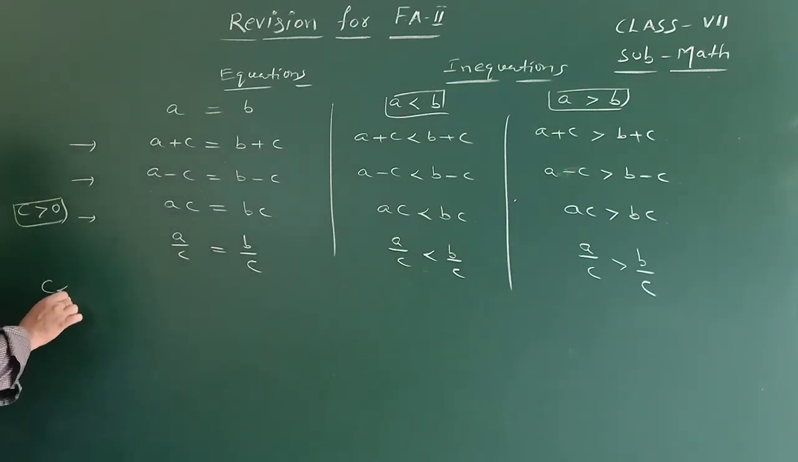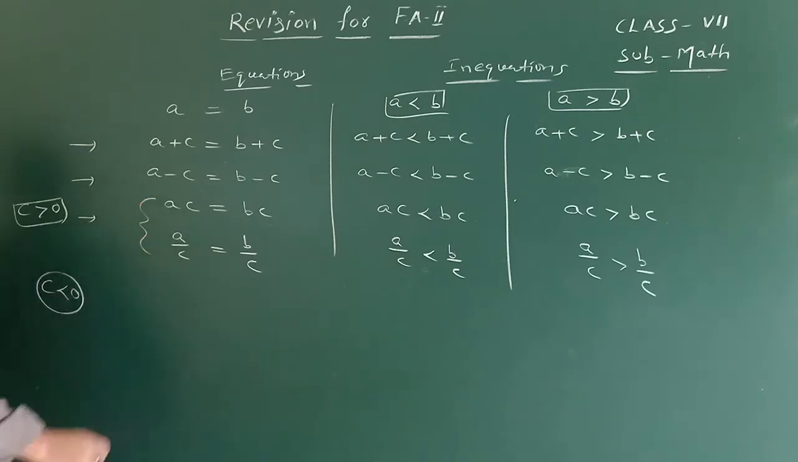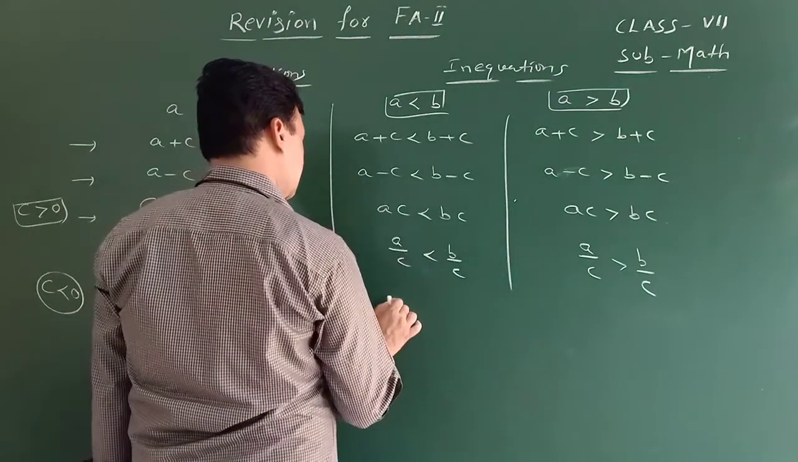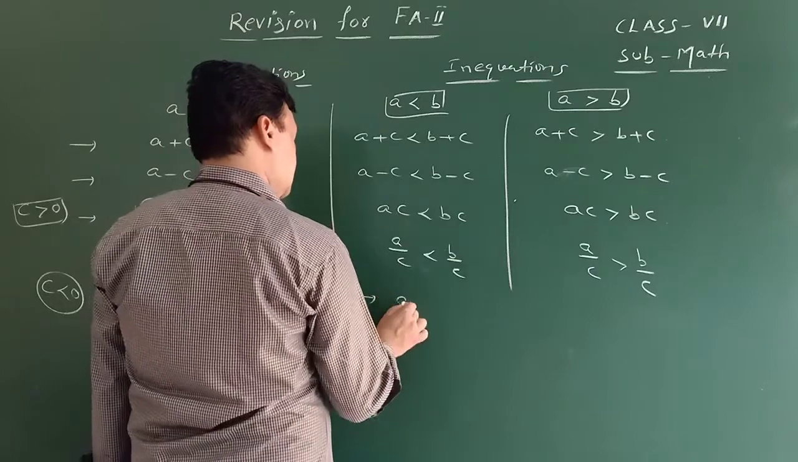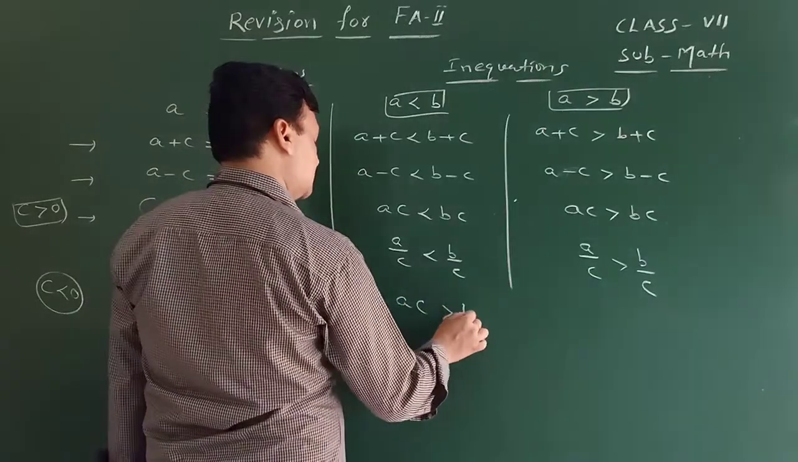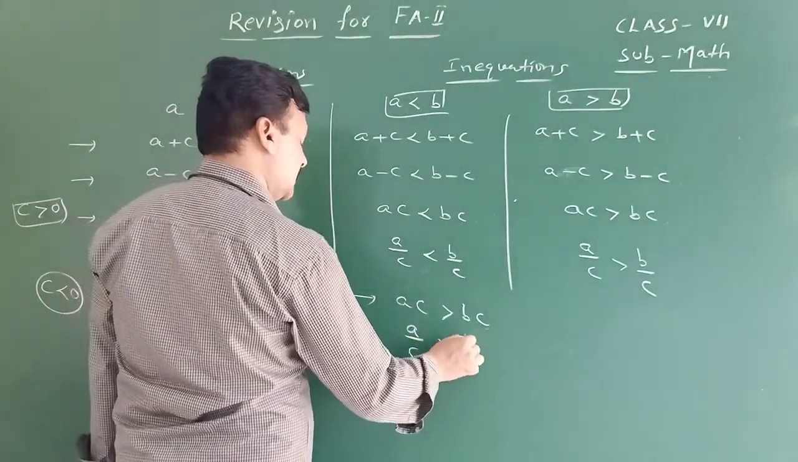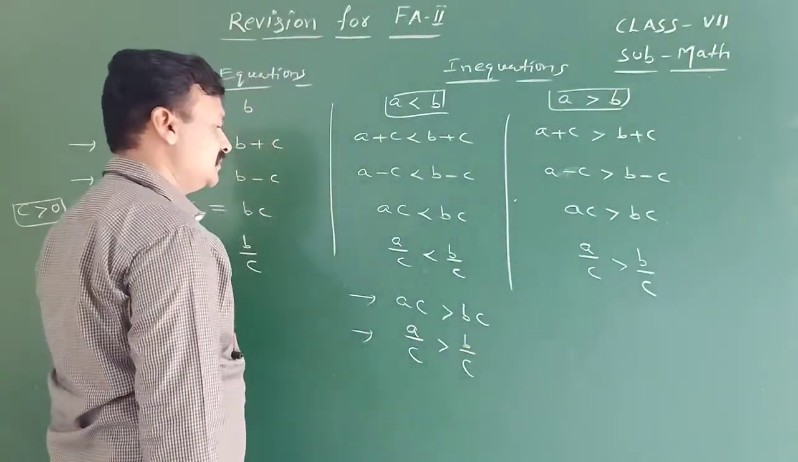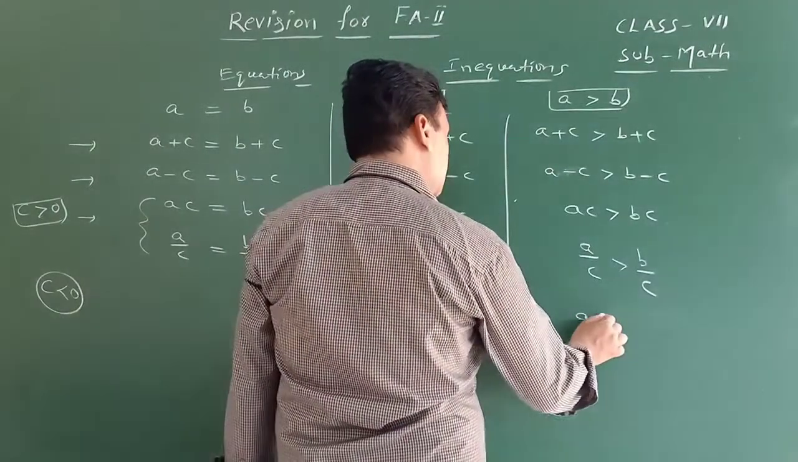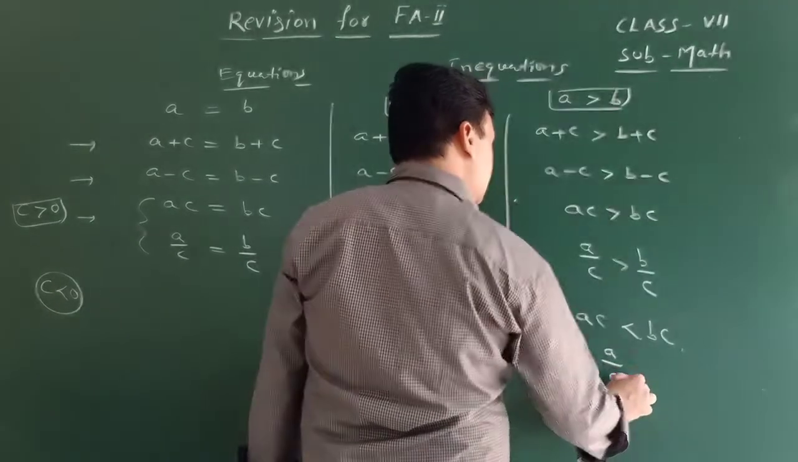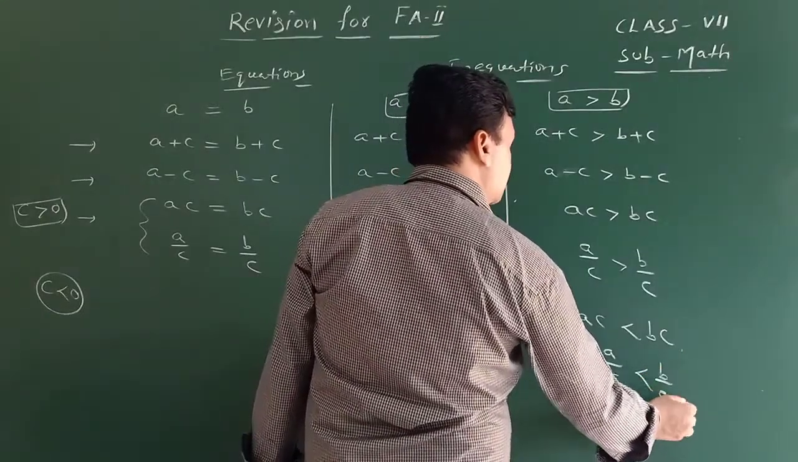2. If C less than 0, there is no change for the equation. For the inequation, there is a change. That is, this AC becomes greater than BC, or A by C greater than B by C. Here AC less than BC, A by C less than B by C.